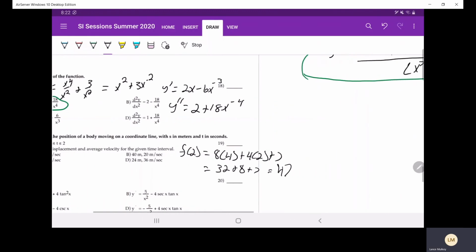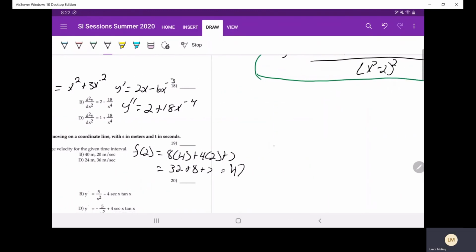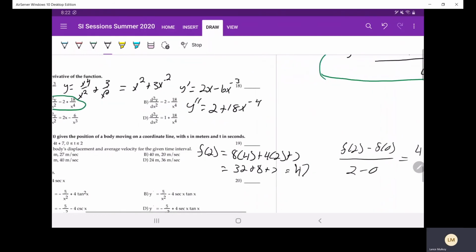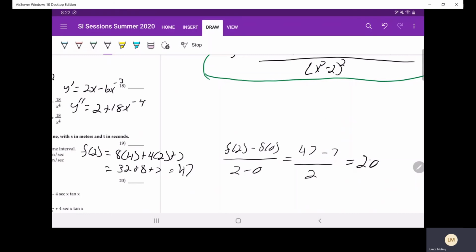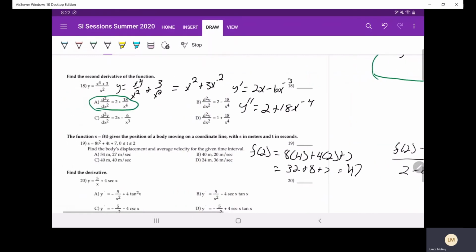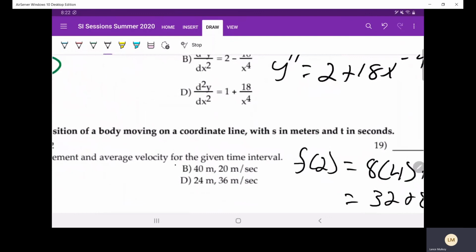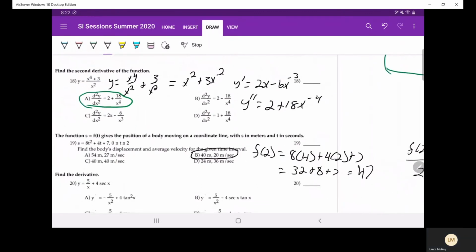But the average velocity over the time interval is the secant line. So it's f of 2 minus f of 0 over 2 minus 0, which equals 47 minus 7 over 2 equals 20. So from that, 20 meters per second, the only answer it could be is B. But I don't like how this displacement's wrong. Wait, no, it is B.